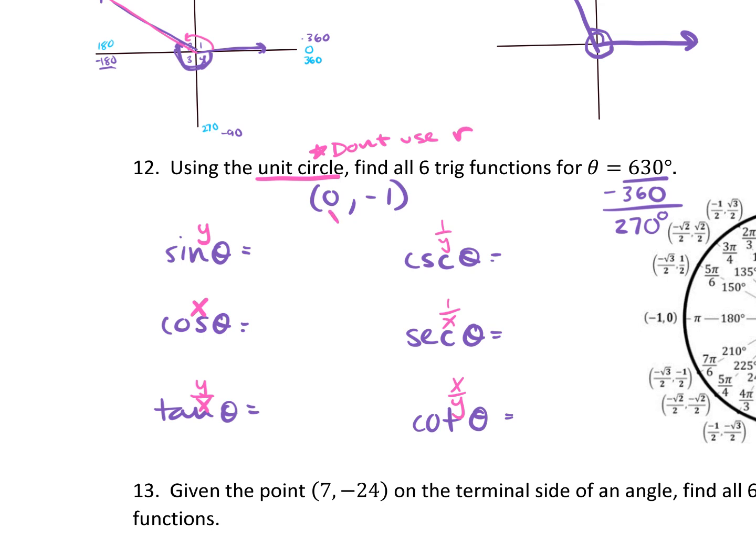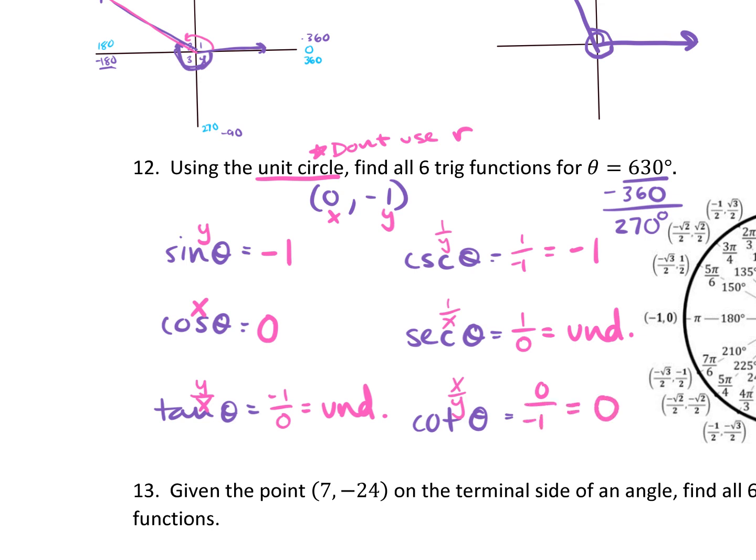So sine would just be y, so that's negative 1. Cosine is just the x, so that would be 0. Tangent would be negative 1 over 0, which would be what? Undefined. Awesome. If 0 is on the bottom, it's undefined. Cosecant, we'd flip it, so it'd be 1 over negative 1, which simplifies to what? Negative 1. Perfect. Secant would be 1 over 0, which is undefined. And cotangent would be 0 over negative 1, which is 0. Awesome.